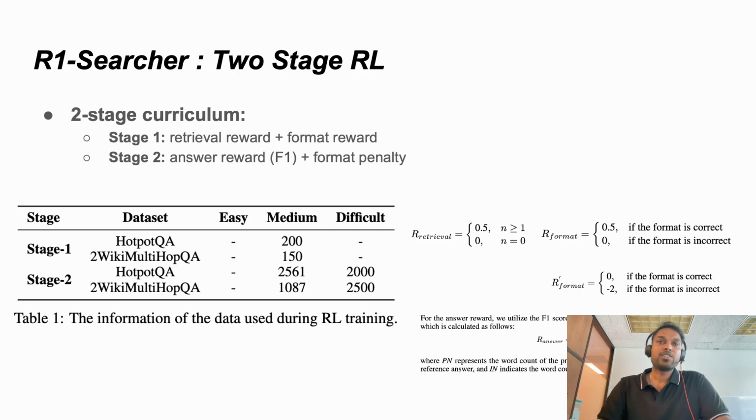So the first stage just made the model familiar with making retrieval calls. And in the second stage, they got rid of the retrieval reward and they just used the answer reward and a format penalty. So the essence was like a two-stage curriculum. The first stage made the model familiar with making retrieval calls, and the second stage made the model basically try to get the answers correct using those retrieval calls.